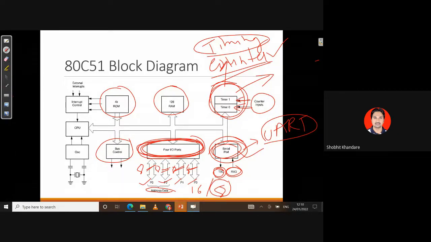Read, write, memory, input, output. Very good. It is RD and WR. So as far as 8051 is concerned, you have RD bar and WR bar. Both are active low.